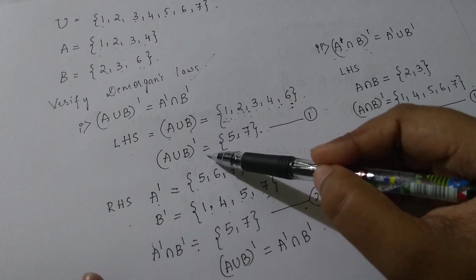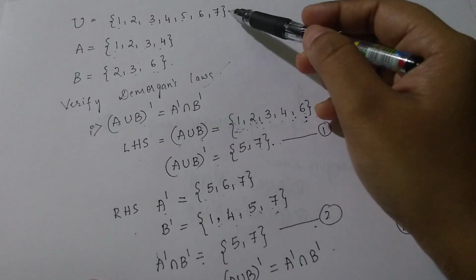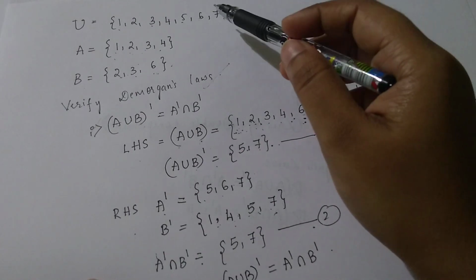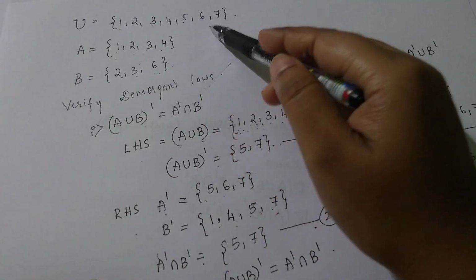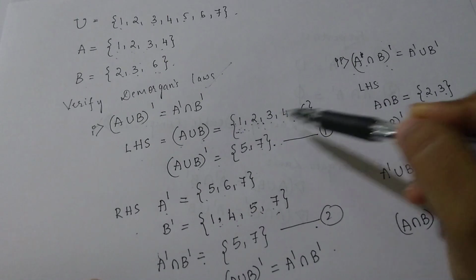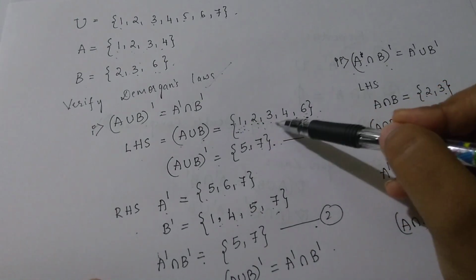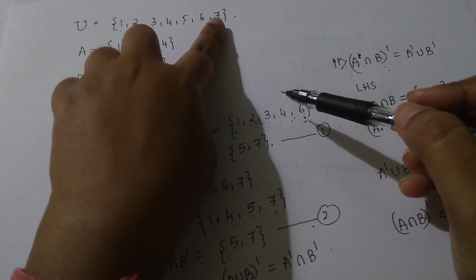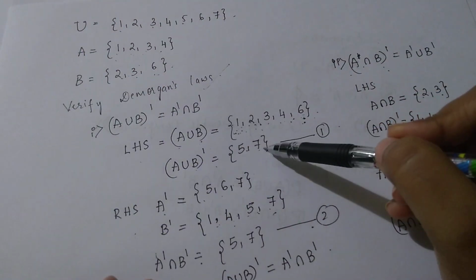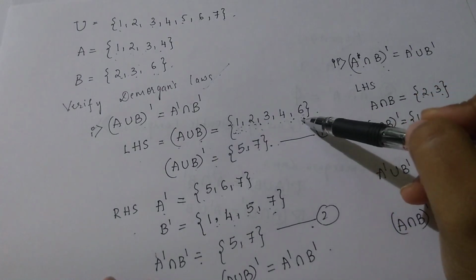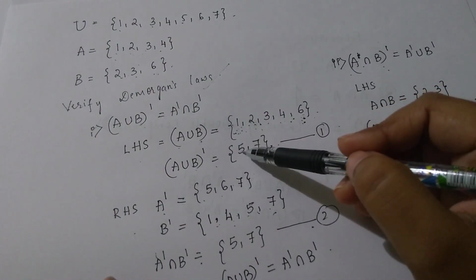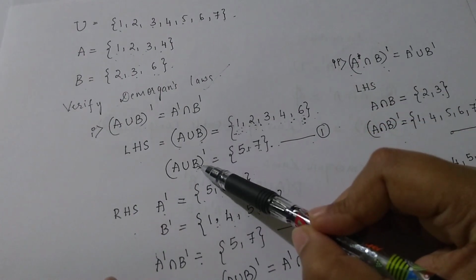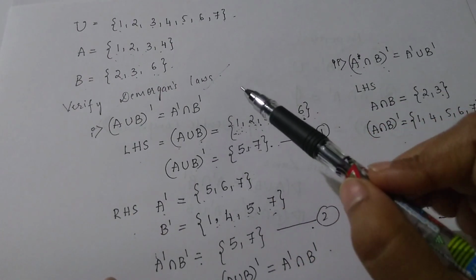If you want A union B complement, then you have to compare this A union B with the universal set. Then you should write the elements from the universal set which are not there in A union B. So except 1, 2, 3, 4, 6, which are the elements present in universal set? 5 and 7. Okay, write it out, 5 and 7. Call it equation number 1. That will be what? A union B whole dash.